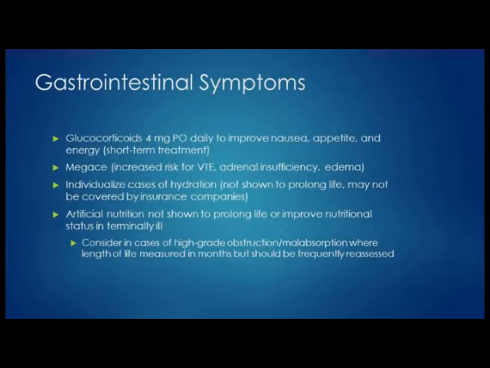And then when it comes to cases of dehydration and patients would like to be hydrated, it's actually not shown to prolong life and may not be covered by insurance companies. One of the harder conversations to have is whether a patient should have artificial nutrition to prolong their life or to improve their nutritional status. And so the question is whether they should be placed on TPN. It's rarely done when patients are more in the end-of-life arena, but in cases of high-grade obstruction or malabsorption, it can be considered, but it should be frequently reassessed.